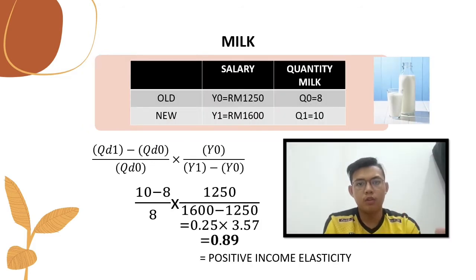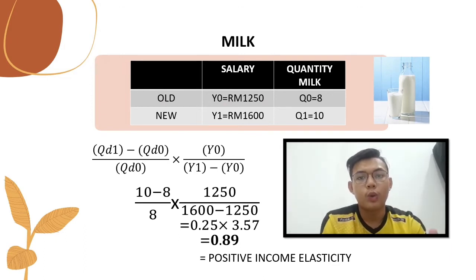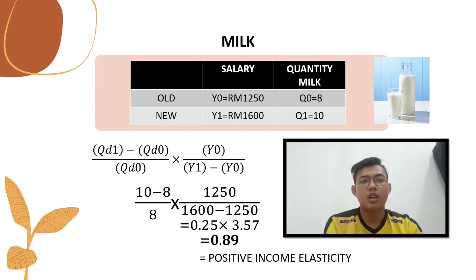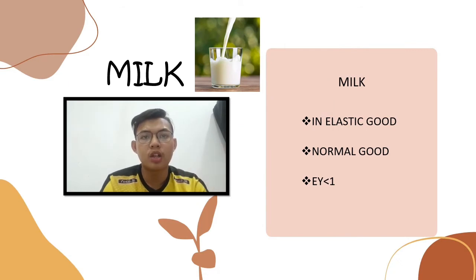So for the milk, if we use the formula, we get 10 minus 8 over 8 times 1,250 over 1,600 minus 1,250. So we get 0.25 times 3.57, which is 0.89. From this answer, we know the milk has positive income elasticity. So the milk is an inelastic good, a normal good, and the EY is lower than 1.